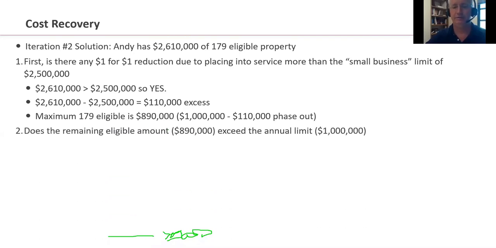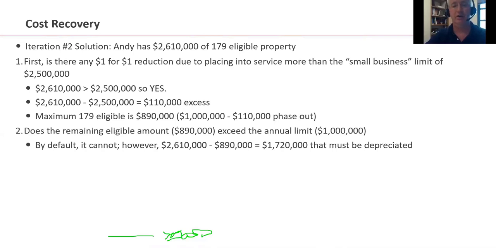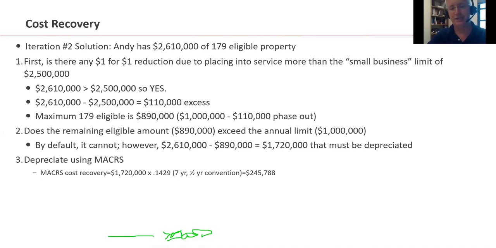Okay, well, does the remaining eligible amount exceed the annual limit? Well, no, by default it can't, right? I mean, I've already knocked it down below. So that means that everything besides the $890,000 that I'm hoping I can expense, I have to depreciate. 2.61 million minus 890,000, that's 1.72 million to maker's depreciate. I can go to my tables, do the calculation. I get maker's depreciation of $245,788.